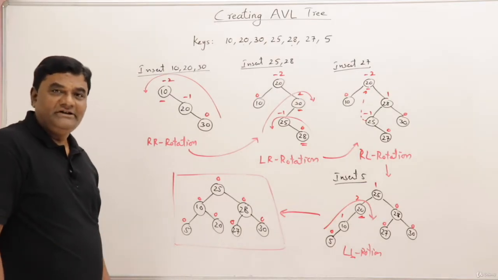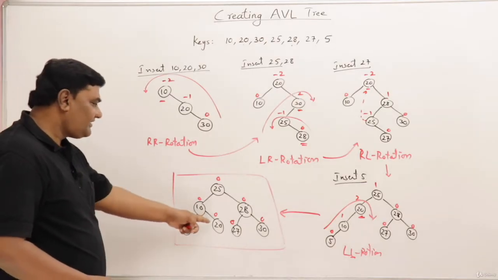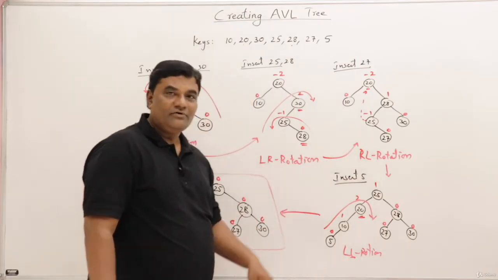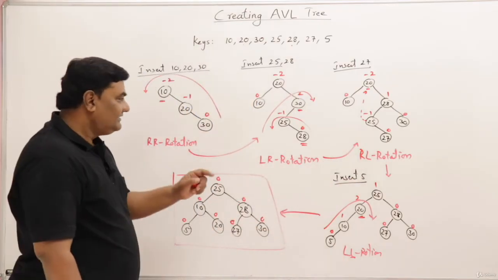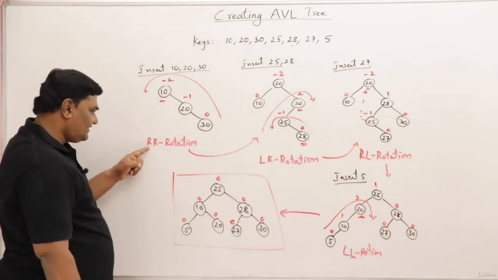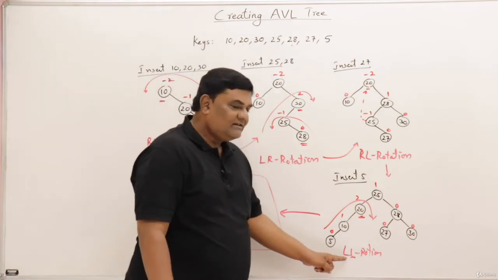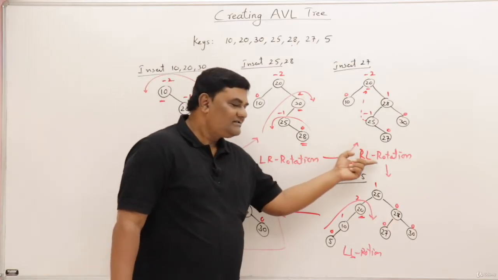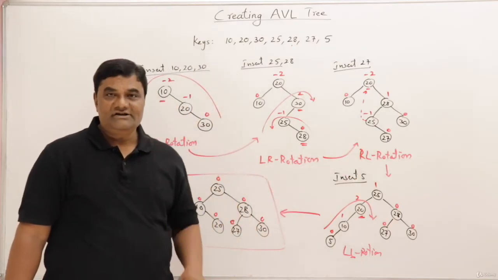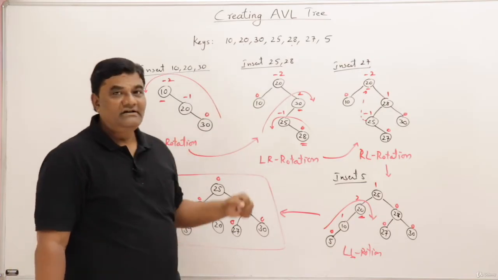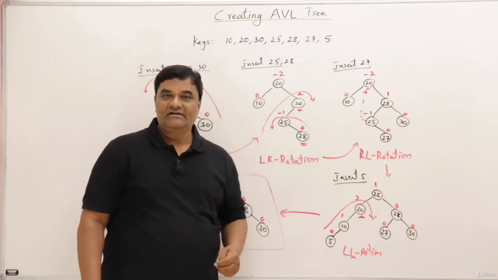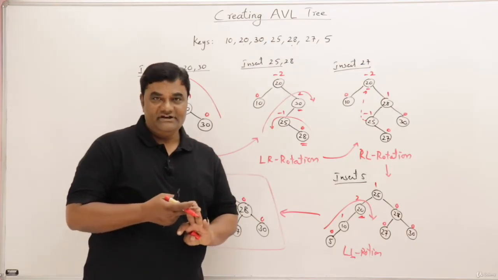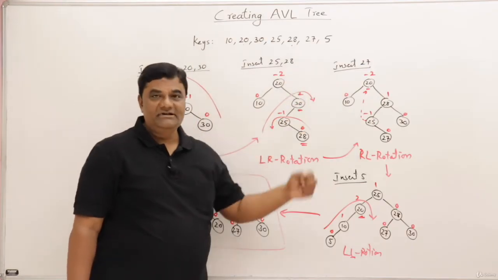Now let us count how many rotations I have performed for generating this AVL tree. 1, 2, 3, 4. 4 rotations I have performed. In these 4 rotations, this is RR and this is LL, so 2 single rotations. And this is LR and this is RL, so 2 double rotations. So for these keys, a total of 4 rotations are required: 2 single and 2 double. And 7 keys I am inserting.